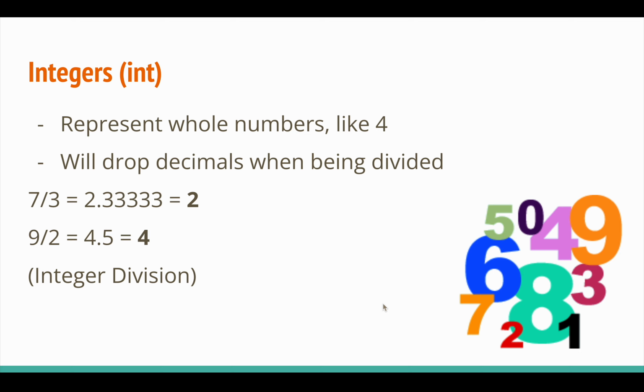Next, we got integers, or int, and they represent whole numbers like 4. And it will drop decimals when it's being divided. And we can see that in these 2 examples. This first one, 7 divided by 3, will typically output 2.333 repeating on a calculator. However, as an integer, it'll just be 2. Similarly, for 9 divided by 2, it will output 4.5, but as an integer, it'll just be 4. So integers, they just truncate the numbers following after the decimal point. And this is typically known as integer division.